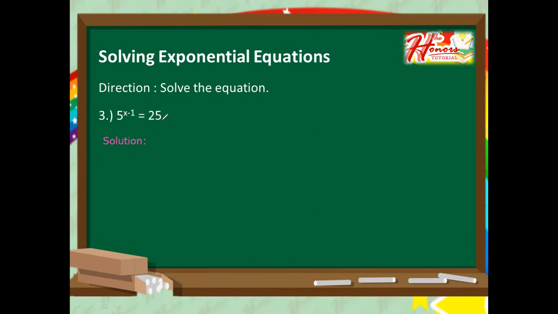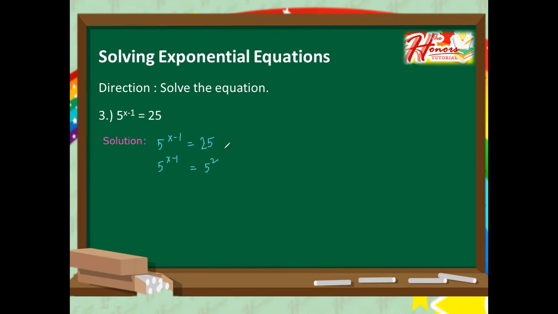So we will write 5 raised to x minus 1 here is equal to 25. And then we have to change 25 to exponential notation. So just copy first the left side of the equation. So that's 5 raised to x minus 1 equals, how are we going to change this? It will become 5 squared. Why 5 squared? Because 5 raised to 2 is equal to 25.